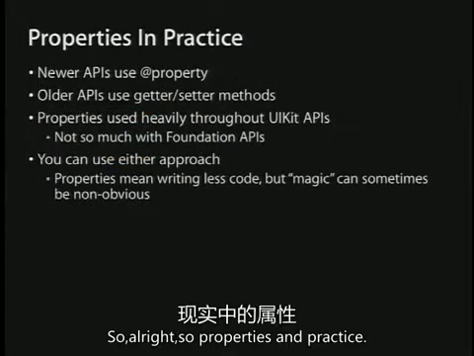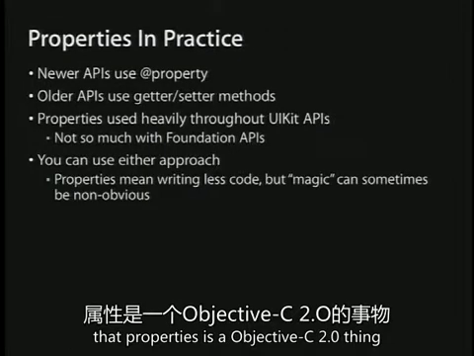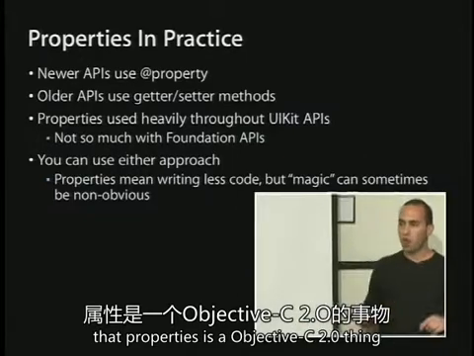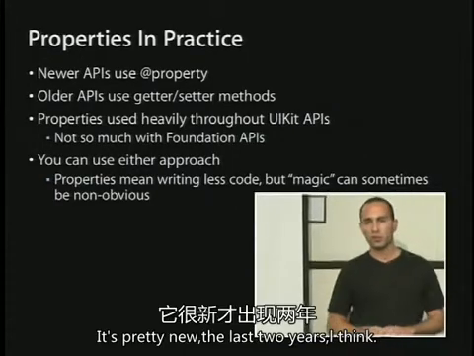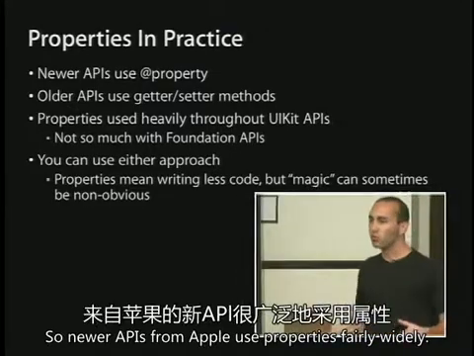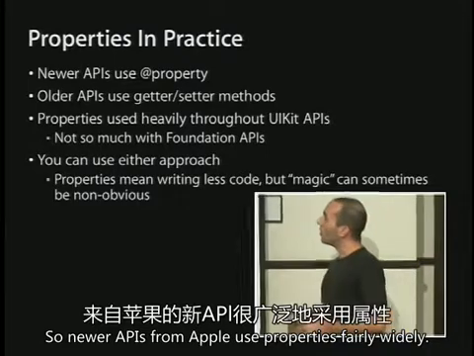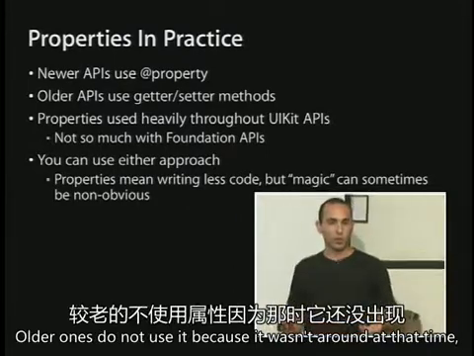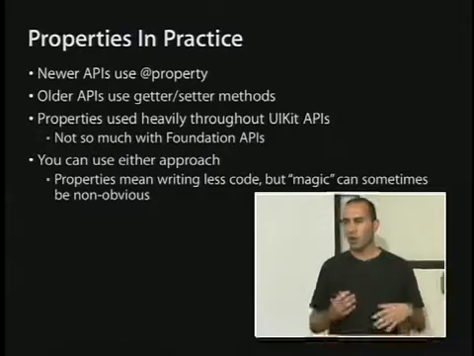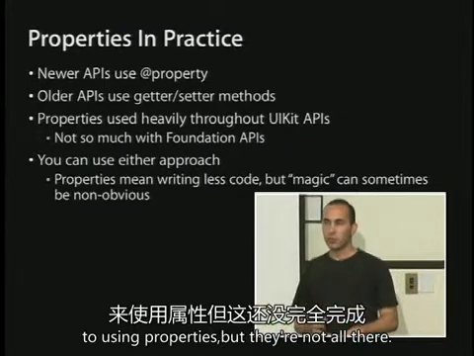All right, so properties in practice. What you'll find throughout the UIKit and Foundation APIs is that properties are an Objective-C 2.0 thing. It's pretty new, the last 2 years, I think. So newer APIs from Apple use properties fairly widely. Older ones do not use it because it wasn't around at that time. And over time, they've been migrating some of the classes to using properties, but they're not all there.